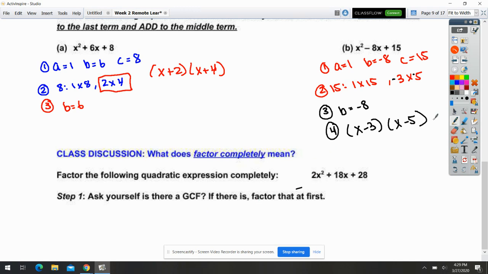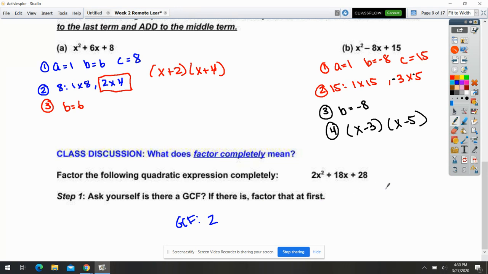So step 1, first thing you want to ask yourself is, does this expression have a greatest common factor? So if there is, factor it out. Okay, so in this case, this does. If you look at 2x squared, 18x, and 28, the greatest common factor here, the greatest number that goes into all of them is 2.